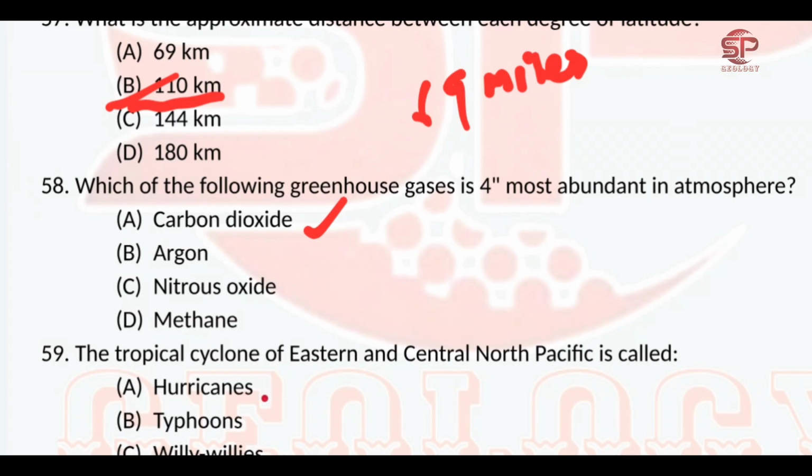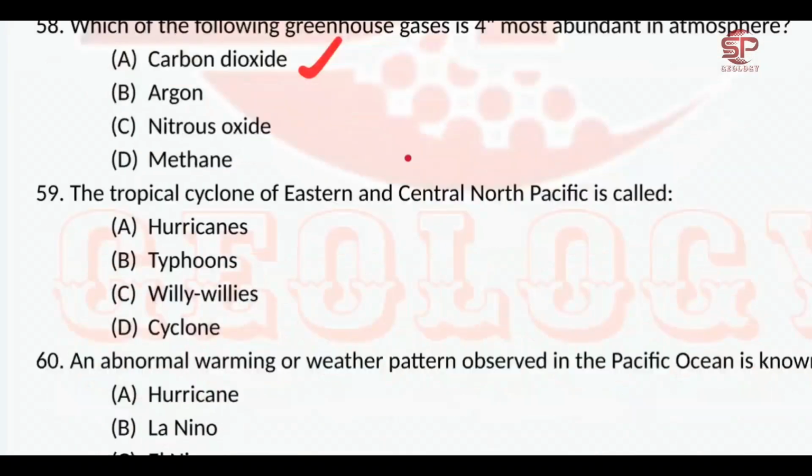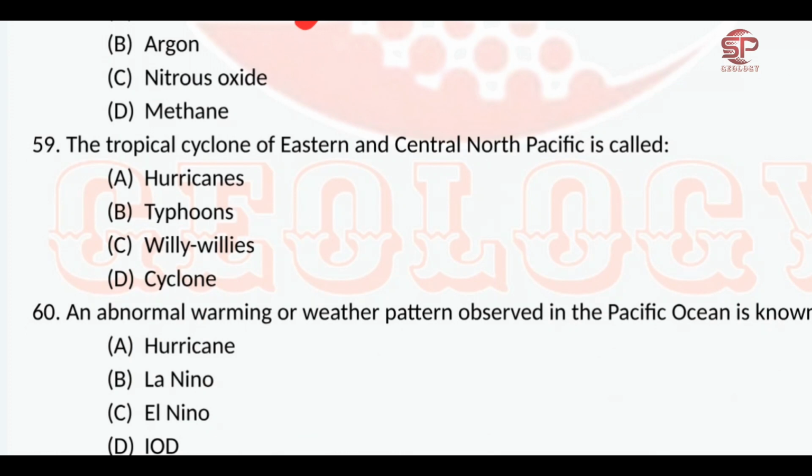Tropical cyclone of the eastern and central North Pacific. A tropical cyclone has a different name in different regions. In North and South America it is called hurricanes, which occur in North Central. In the Western North Pacific it is called typhoons. In the Indian Ocean it is simply called cyclone. In Australia it is called willy-willies. So here the answer will be hurricanes.